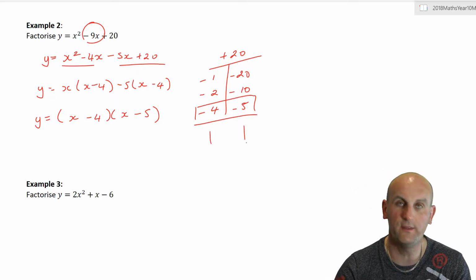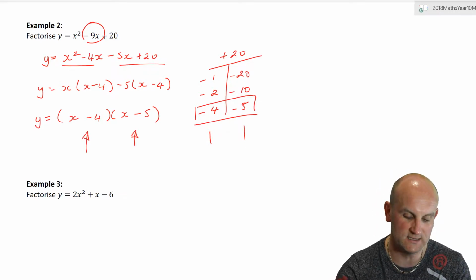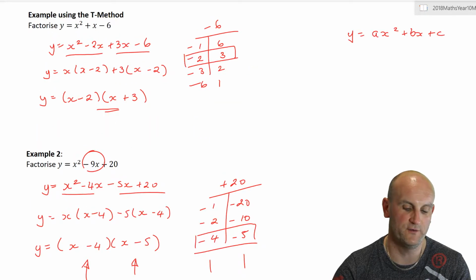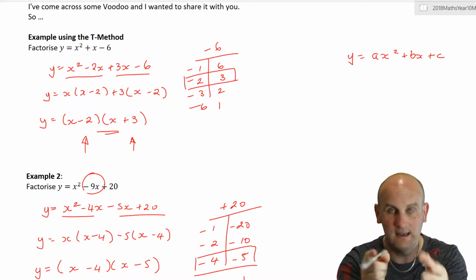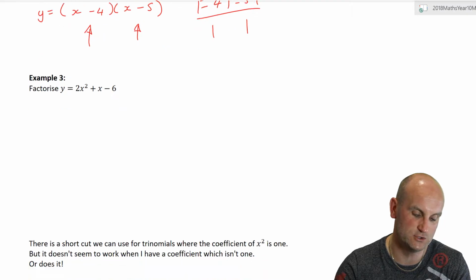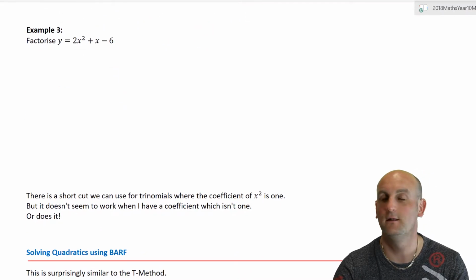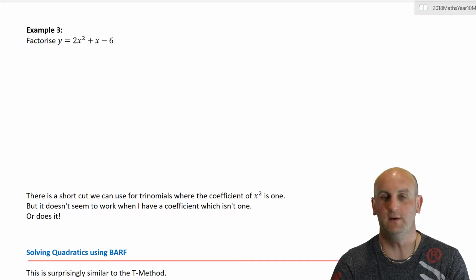What did you notice about those two factors? They were minus 4 and minus 5. And what did you notice ended up in those two brackets there? Minus 4 and minus 5. What about here? Oh my goodness, they were minus 2 and plus 3. And once again, they are. Now, these shortcuts actually sadly only work when the coefficient is 1. I was looking at the 2. I got all carried away then.